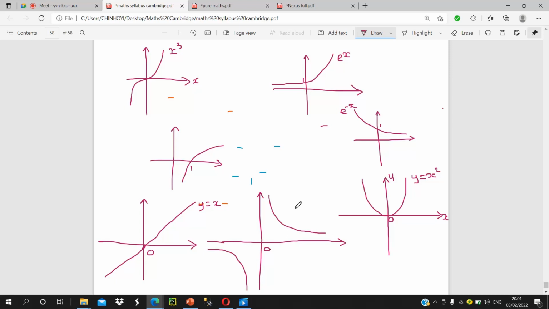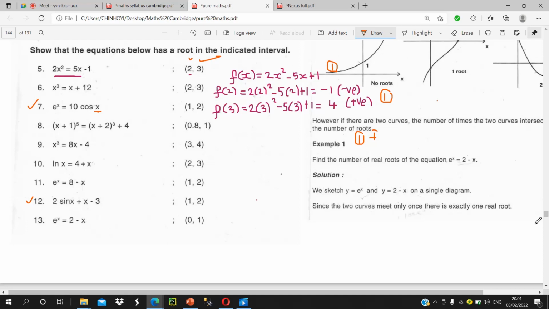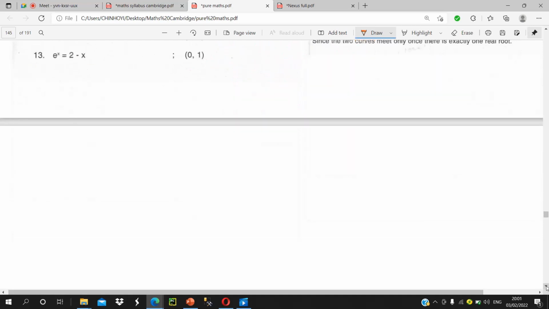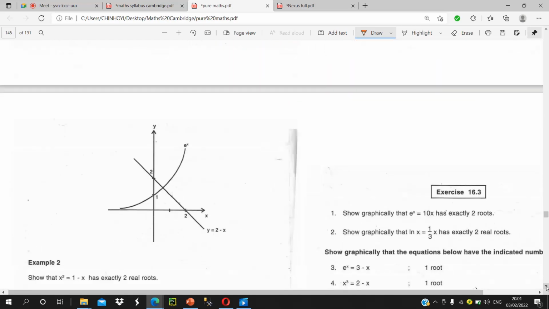So if you know these standard graphs, you are now able to locate roots using the graphical method. Suppose we were locating roots using change of sign, but in this case they may ask you to state the number of real roots using the graphical method. So maybe you can write: locating roots using a graphical method, right?